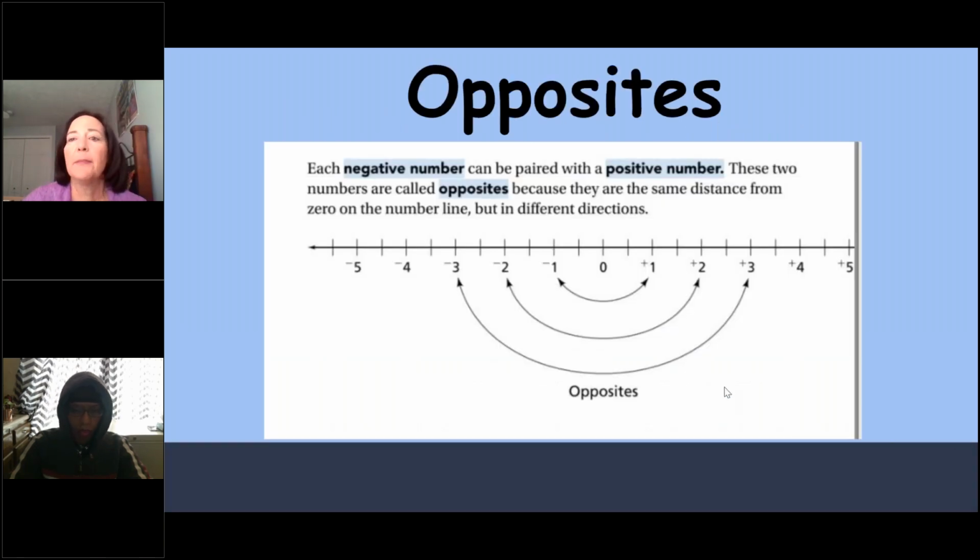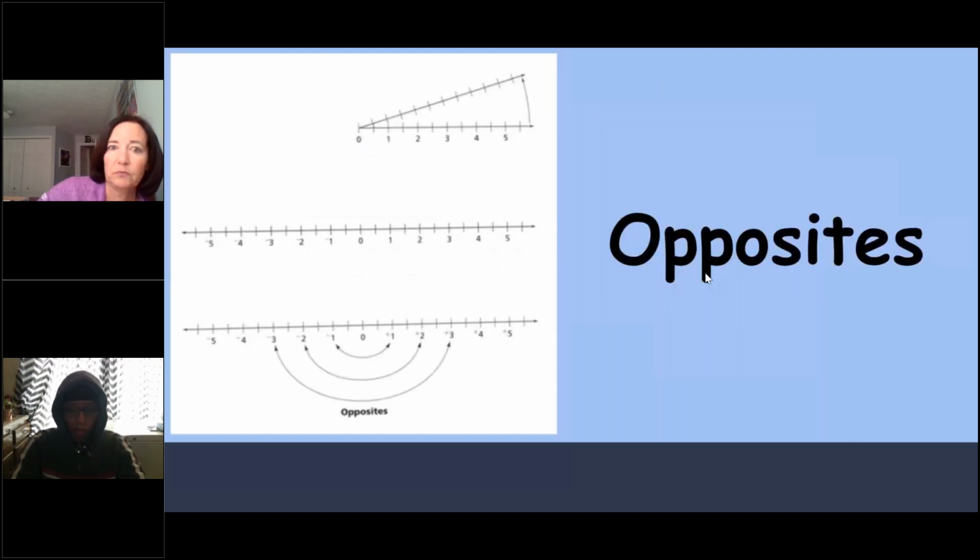Okay. Our next vocabulary term is opposites. Each negative number can be paired with an opposite number. They are opposites because they are the same distance from 0 on the number line, but they will be in opposite directions. So negative 1 and positive 1 are opposites, negative 2 and positive 2 are opposites.